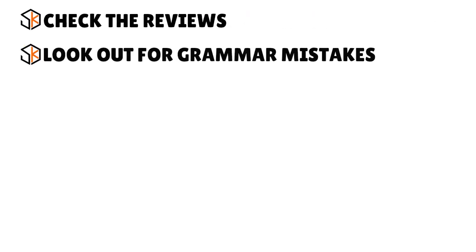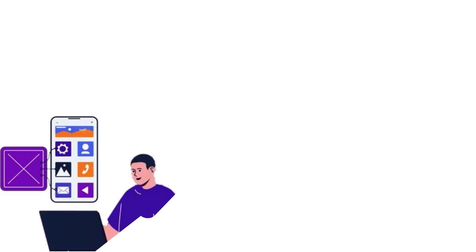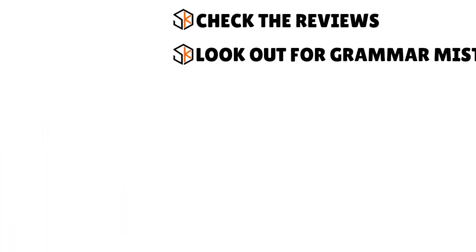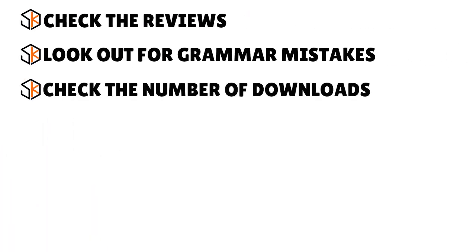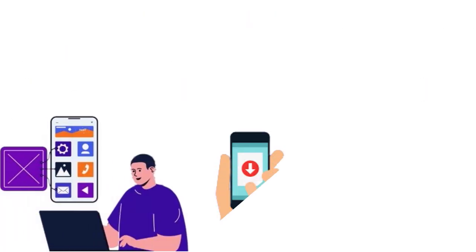You want to look out also for grammar mistakes. So legitimate app developers will usually take care of avoiding typos and errors in their app descriptions. So if you spot grammatical errors in the app description, you want to really tread carefully. You want to check the number of downloads. So legitimate apps can have millions or even billions of downloads. If you see a popular app with only several thousand downloads, this could be a fake.